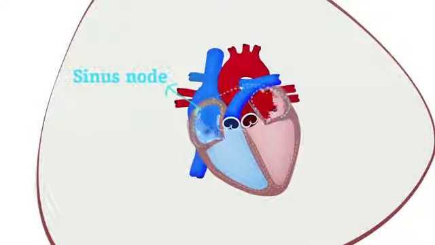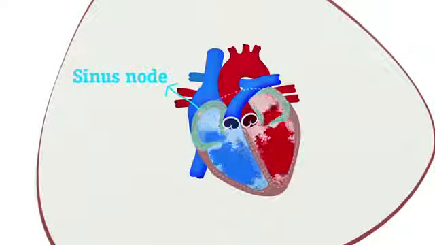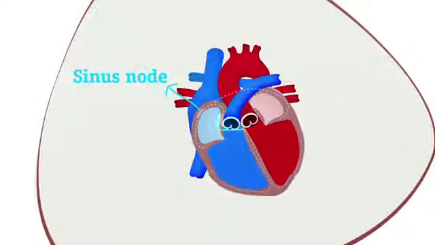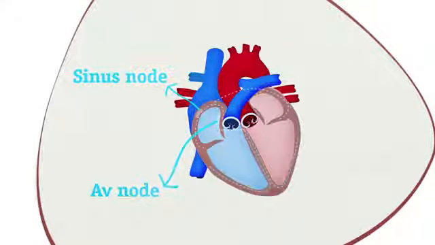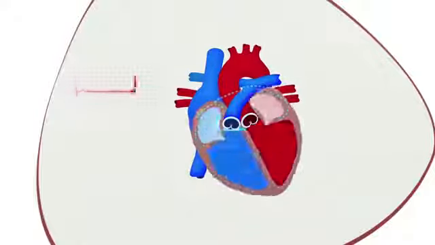The heart's natural electrical system sends impulses to the chambers in 2 consecutive phases. This causes them to contract, which pumps the blood through the body. This is called normal sinus rhythm.